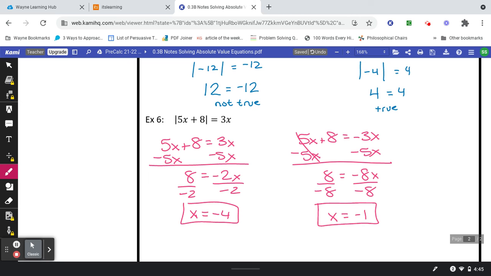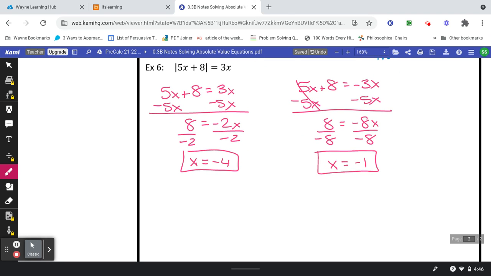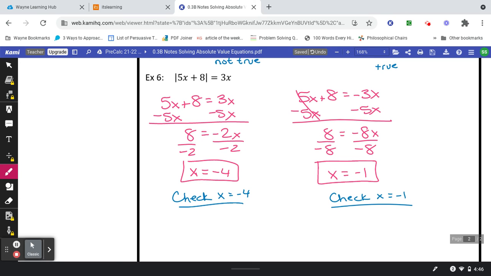So your answers should be -4 and -1. But we must check it. Trust me, if you didn't have to check it, I wouldn't make you check it. I know it's a little bit annoying to check, but a lot of times on these problems, the answers just don't end up being correct. We're going to check it back into here. Check in the original problem. All right, 5 times -4 plus 8. We're going to see if that equals 3 times -4.